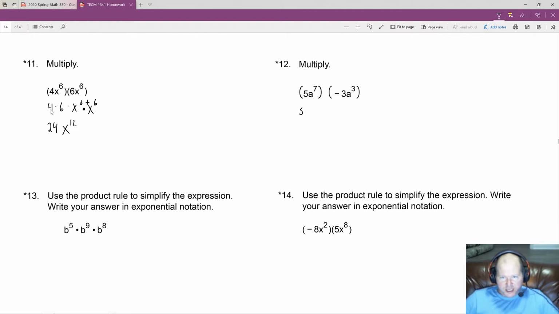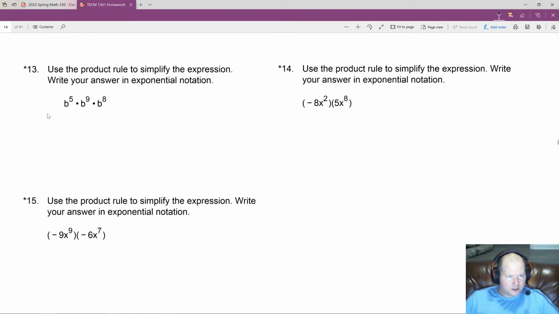Next one, we have 5 times -3, which gives me a -15. Then we say a to the seventh times a to the third. So we have the same bases multiplied together, so we add their exponents together. And 7 plus 3 is 10.